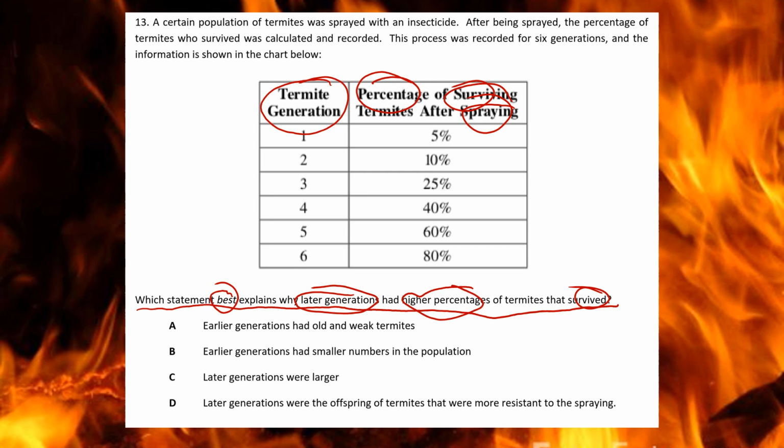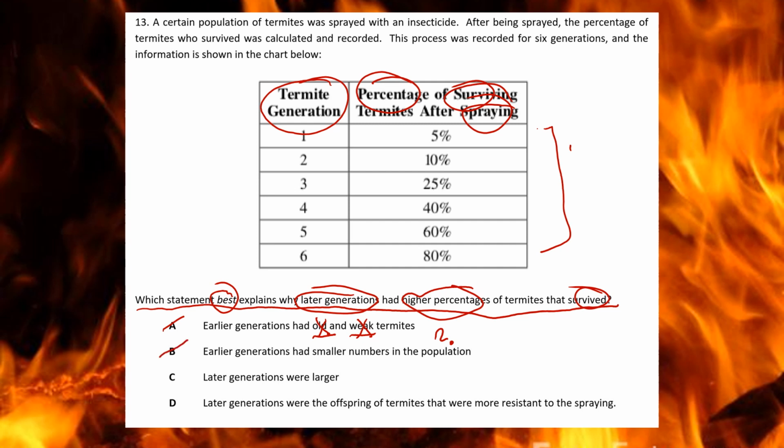So earlier generations had old and weak termites. So old and weak termites. Is there anything in the graph that talks about old or weak? Do we know what kind of condition those termites are in? No. So to express, that's all you need to do is mark out or explain, somehow express why you eliminated that answer. So A is not a good choice. Earlier generations had smaller numbers in the population. Do we know how many were in the population? We have no idea what those population numbers are. So that's not our best answer.